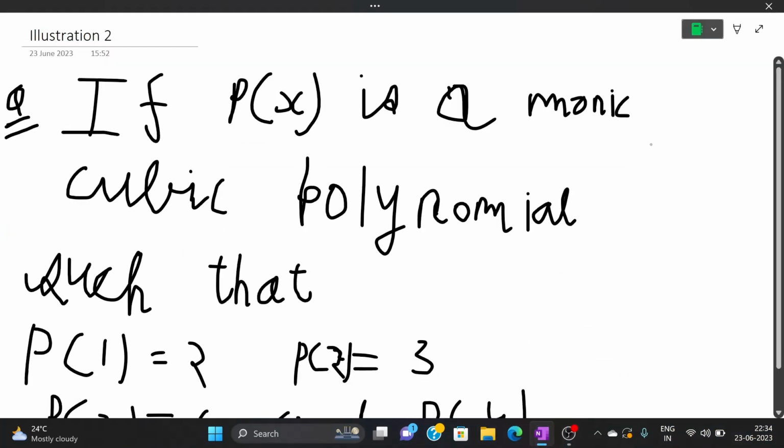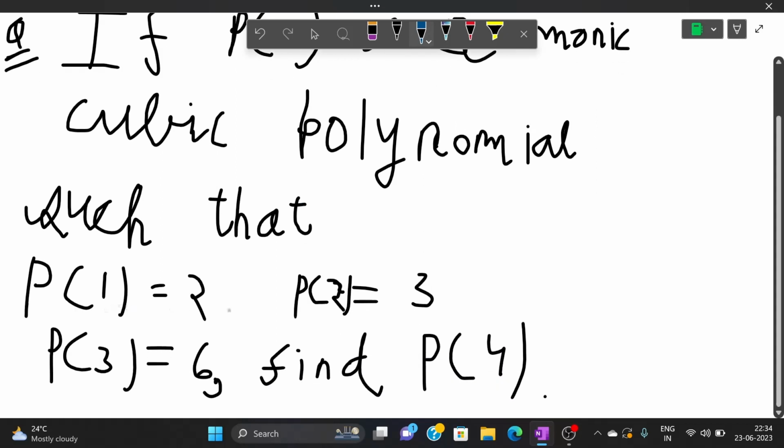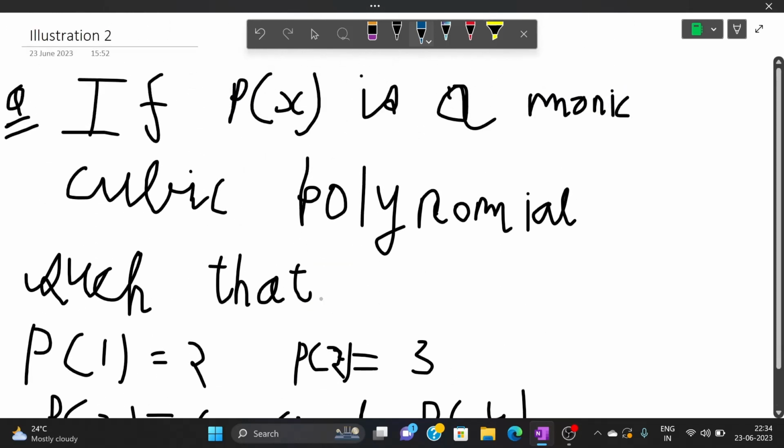So now let's see the next problem, illustration 2. If P(x) is a monic cubic polynomial such that P(1) equals 2, P(2) equals 3, P(3) equals 6, find P(4). Beautiful problem. Let's see what's beautiful in it. Although it's a pretty simple problem if you know how to approach it, but let's see the underlying secret.